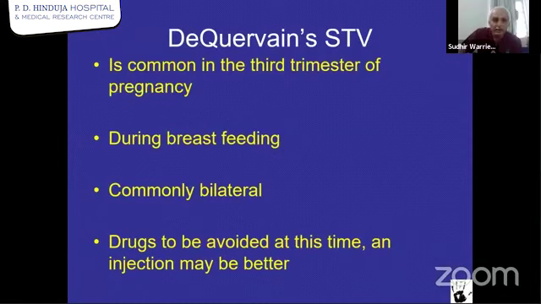De Quervain's is extremely common in the third trimester of pregnancy, sometimes bilateral, sometimes during breastfeeding. So you can tell the patient that when the hormonal changes in the body get back to normal after the breastfeeding is over, it might become all right. So you do conservative treatment for them. But you can't give them too many drugs at this time. So you might want to inject such patients at this time. If it still doesn't get relieved and they need to take care of their babies, then definitely you will consider surgery at that point.